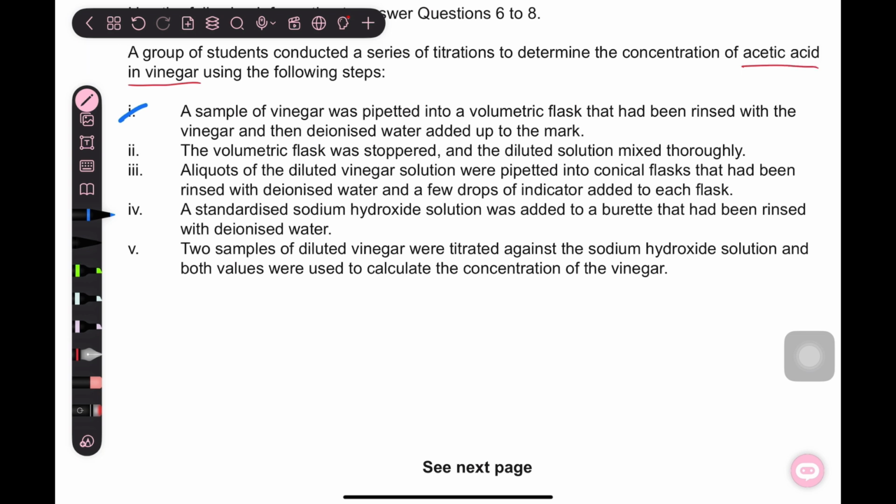Then step 2, the volumetric flask was stoppered. That's fine. There's no problem with that. And the diluted solution was mixed thoroughly. Yeah, that's fine. There's no issue with that. So we can tick that.